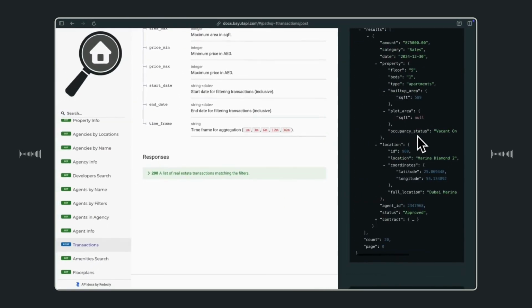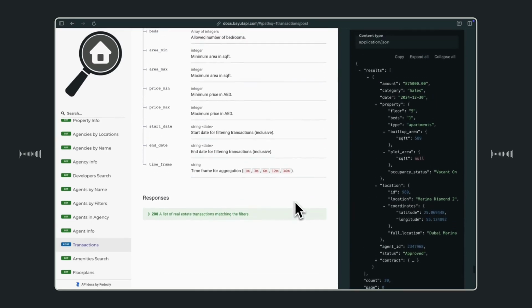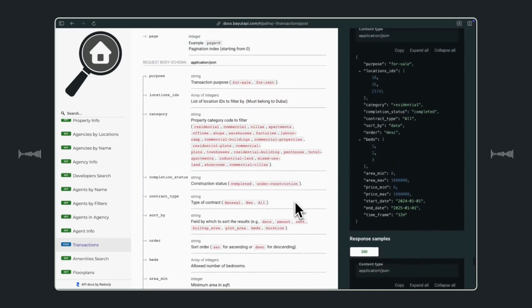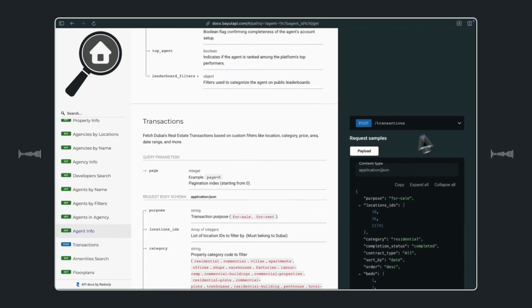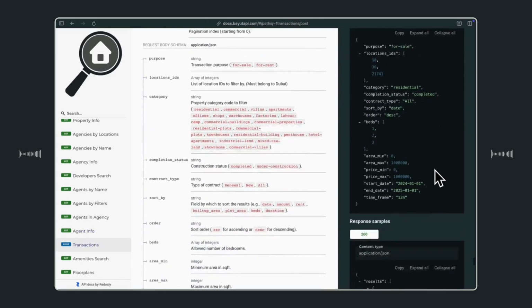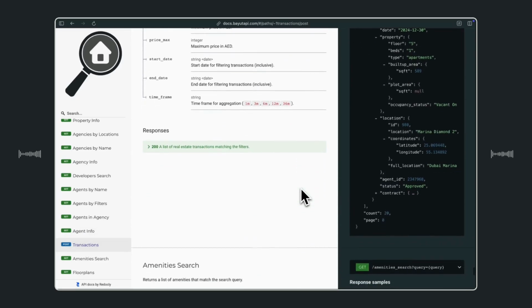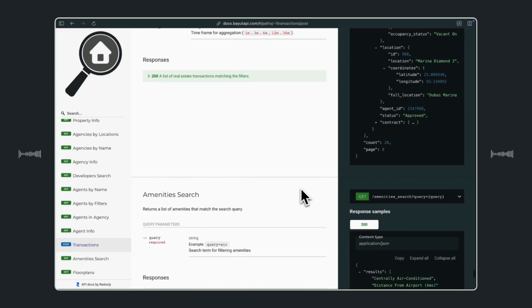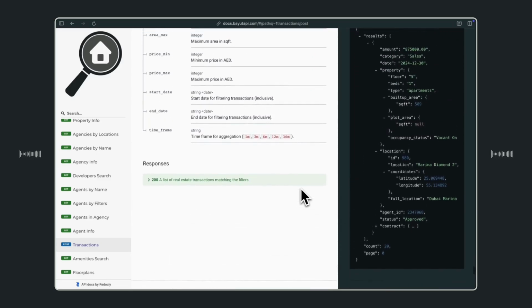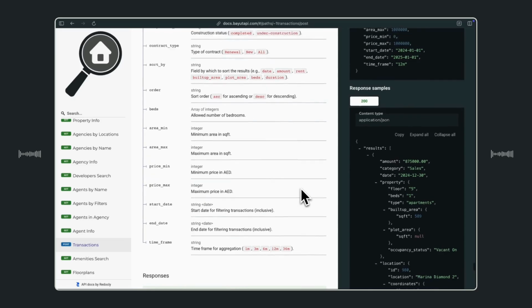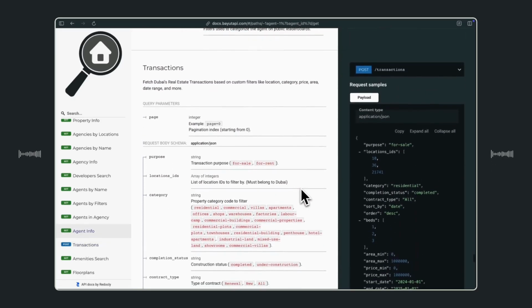Consider the strategic advantage here. You could identify specific building types in particular communities that show consistent appreciation. Or maybe notice a sudden increase in rental transactions for studios in a new development. This isn't just historical data, it's really the foundation for predictive modeling. It allows savvy investors to project future demand, supply, and pricing with far greater accuracy.